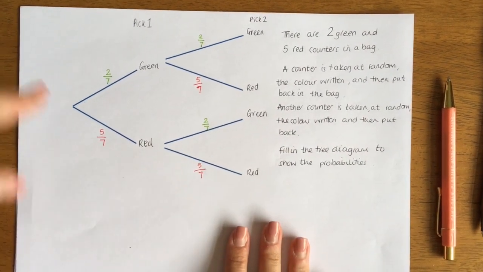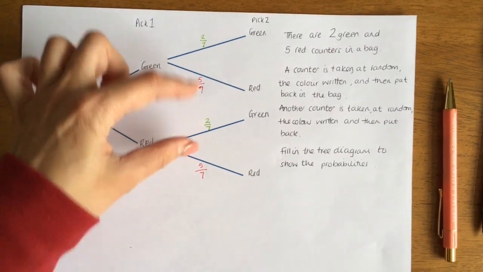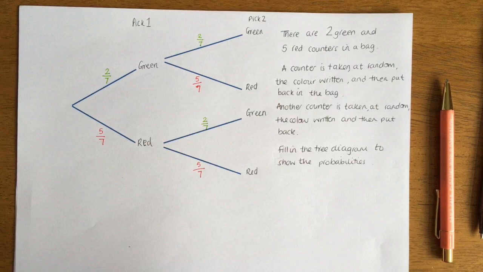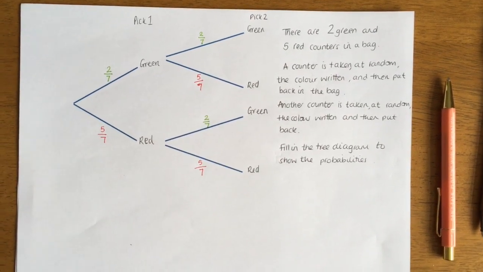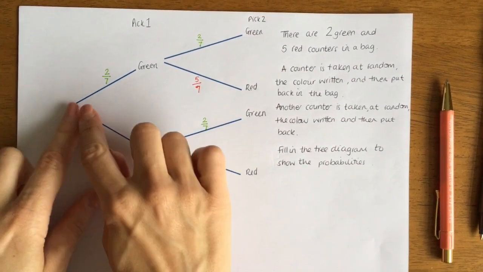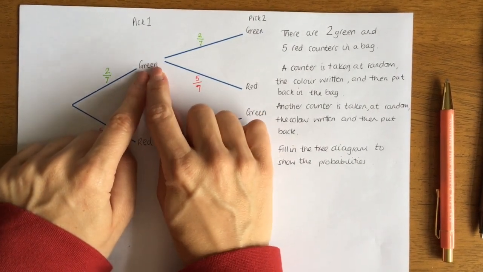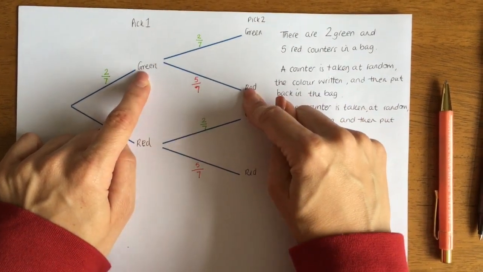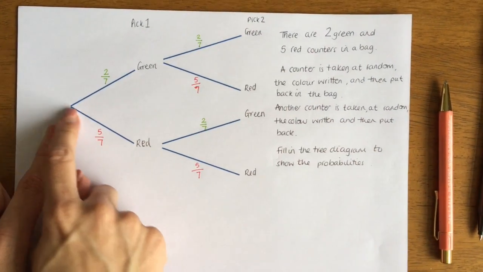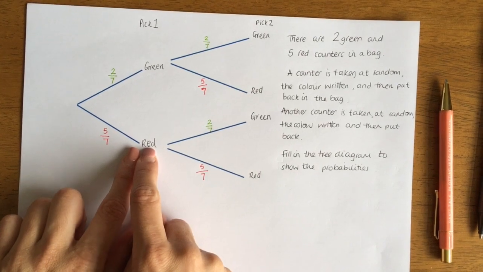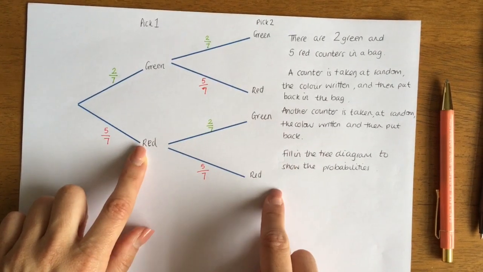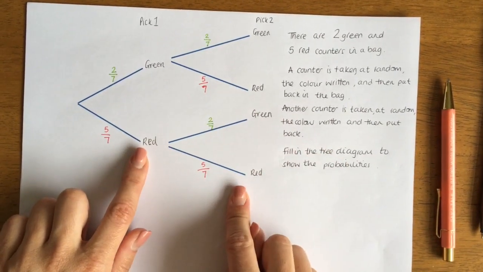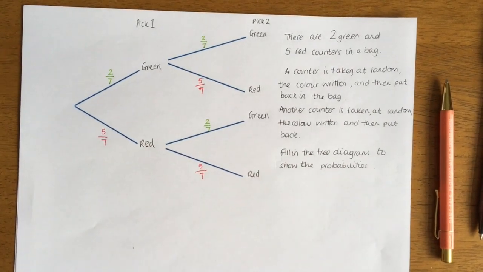The reason that the branches are repeated on the second pick is because you could have 2 different routes. When you're picking the counters out of the bag, on the first pick I could have got a green, but then once I put the counter back in the bag, I could get green or red again. Or on my first pick, I could have chosen red, but then again, on my second pick, I could have chosen green or red. So it's just showing you what you could have got once you'd picked out a red counter. Have a go at filling in some of them yourself now.